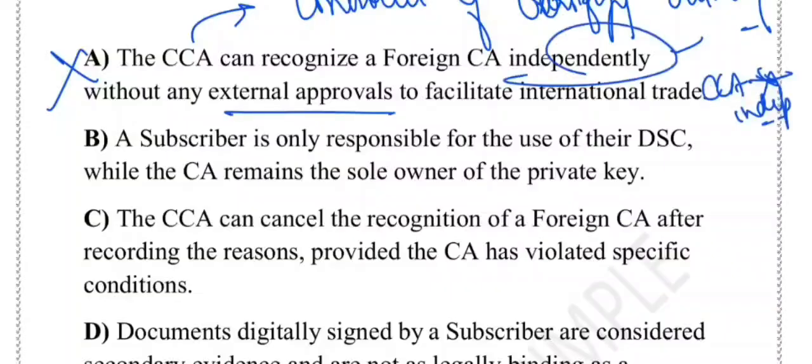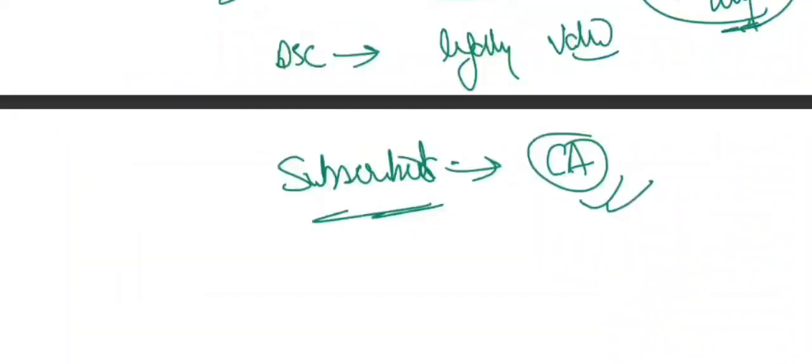It is mandatory. Option B says that the subscriber is only responsible for the use of their DSC while the CA owns the private key. Actually, this is a wrong assumption. Why? Because the subscriber is the rightful owner of the private key. I told you, CCA is the certifying authority, foreign CA is the recognition. The subscriber protects the private key. He is the owner of the private key, so he must protect it from misuse. He must inform the CA immediately if any compromise happens. This is the responsibility of the subscriber in whose hand the private key is given, that he should inform the certifying authority immediately that there is a compromise with my private key.